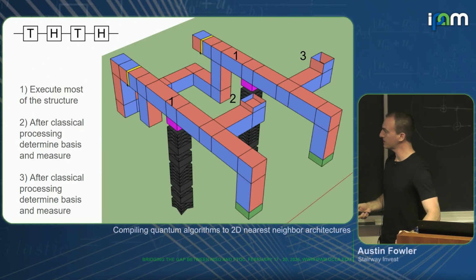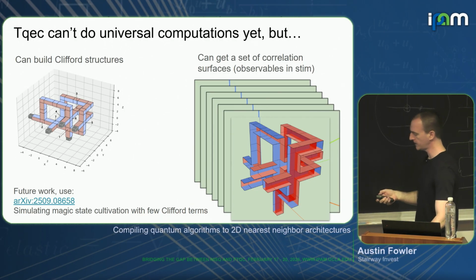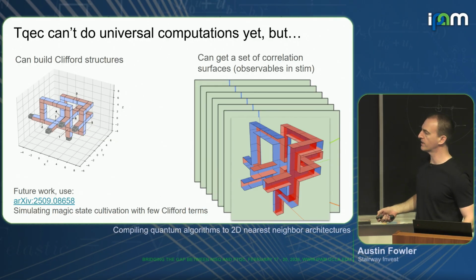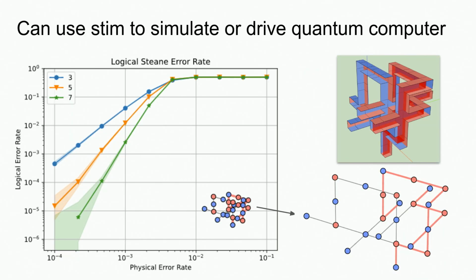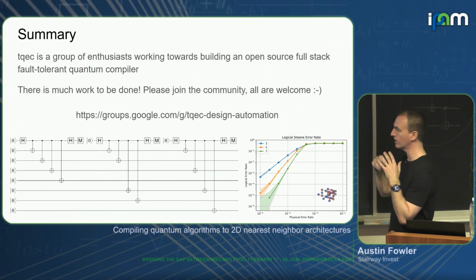Alrighty, so we are just about at time, and this is basically the last slide. So we can't do universal computation yet, but in terms of simulating, we use STIM, which is all Clifford, but there are some great results coming out now of people that are pushing non-Clifford large-scale simulations further and further. You can definitely use the tool as it is to analyze a Clifford circuit. It will take your structure that you've lovingly compiled, find all the correlation surfaces, simulate them, give you the logical error rate of each and every correlation surface, and if you add all those numbers up, you then get the logical error rate of your structure.